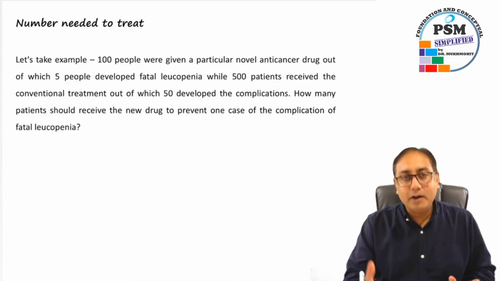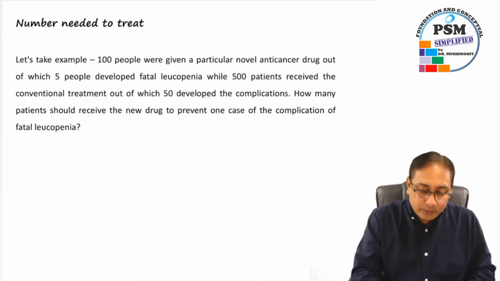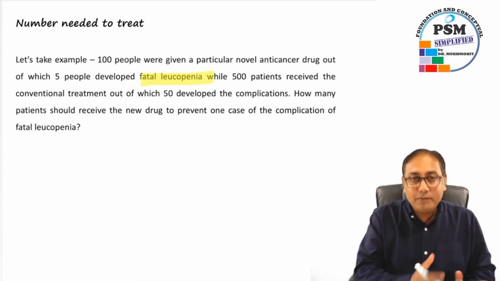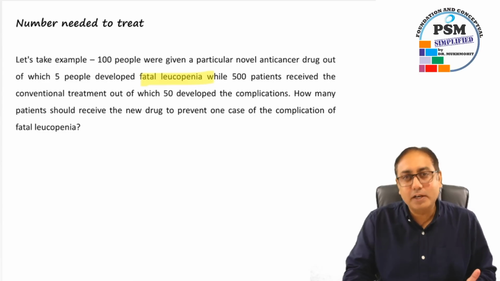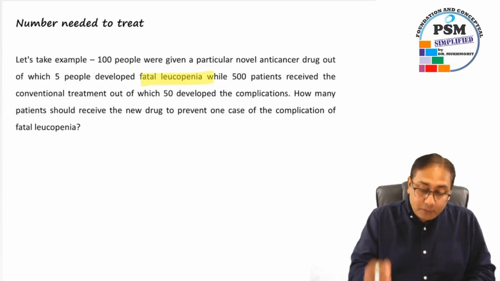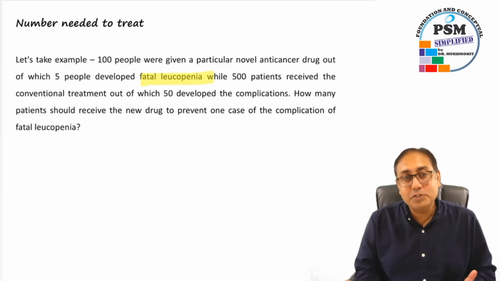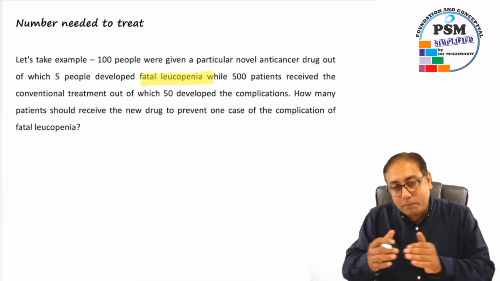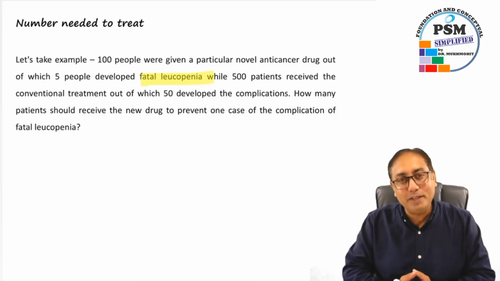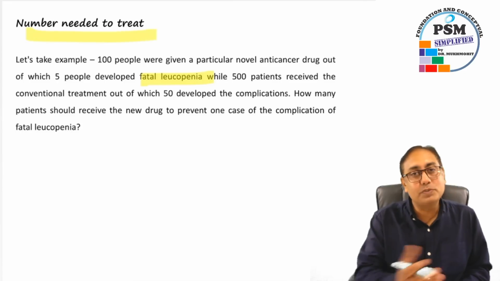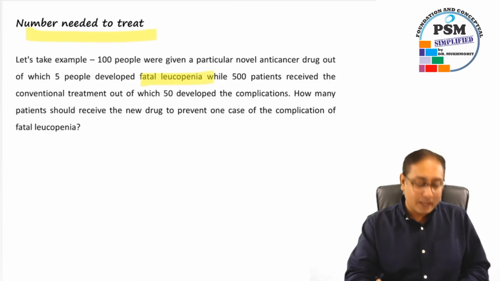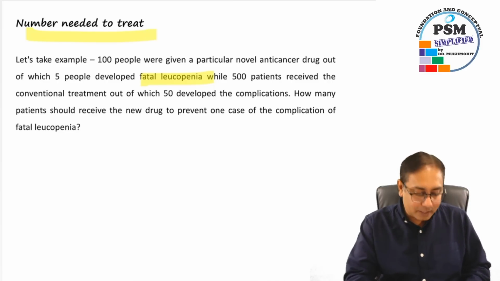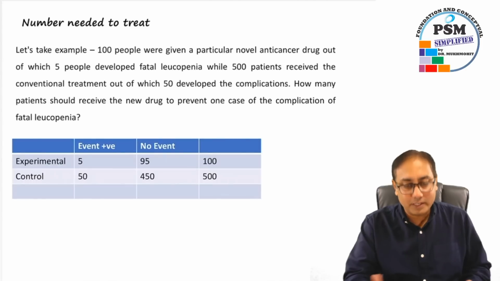So now coming over to this concept of number needed to treat, we can take a simple example. 100 people were given a particular novel drug, out of which 5 people developed fatal leukopenia, and 500 patients were receiving the conventional standard treatment for the cancer, out of which 50 people developed the complication. How many patients should receive the new drug in order to prevent one case of fatal leukopenia? That concept is what is called number needed to treat, and this has been a fancy question, and it has been asked in INICET exam, previous year exams.